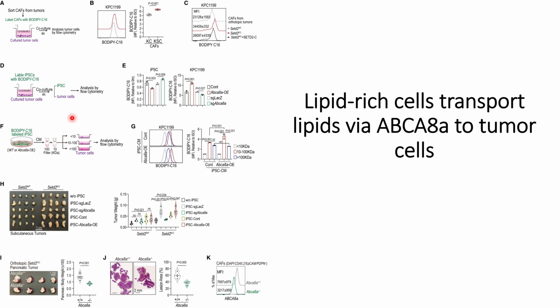Now they wanted to check whether the fatty acid transport is occurring from the iPSC, or whether there is some other transport controlled by the ABCA8a gene. So they used BODIPY C16-labeled iPSC cells, took out the culture medium, and fractionated it by size: less than 10 kilodalton, 10 to 100 kilodalton, and greater than 100 kilodalton.